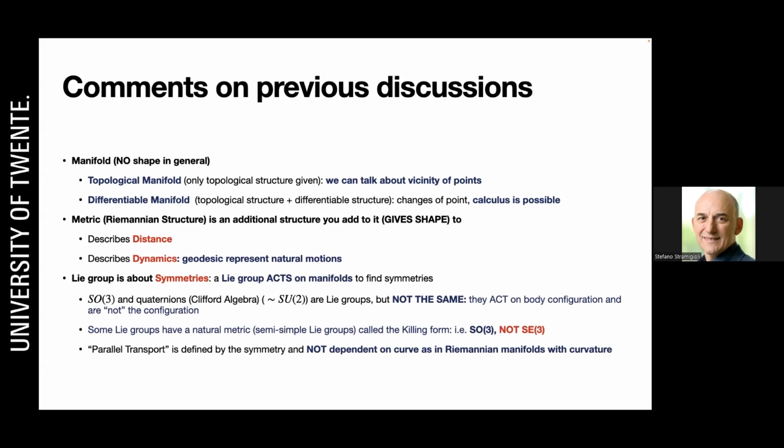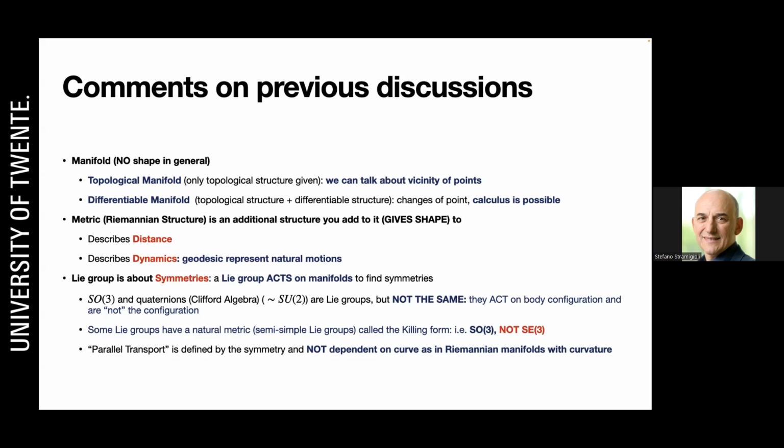Examples of Lie groups are SO3, for example. SO3 and quaternions, which are equivalent, is actually a Clifford algebra, which is actually isomorphic to SO2, which is a Lie group, and quaternions and rotations are not equivalent. There is something very deep that couples these two, called double covering, and has to do with quantum mechanics and other things as well, but they are not the same.